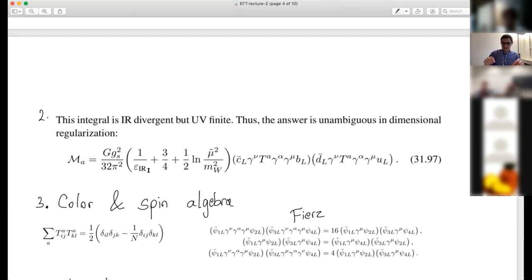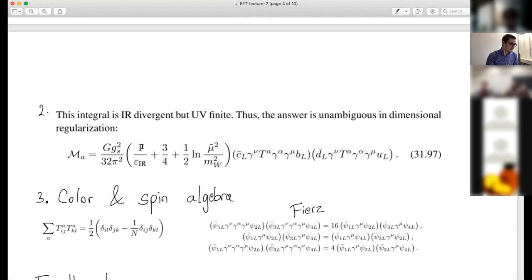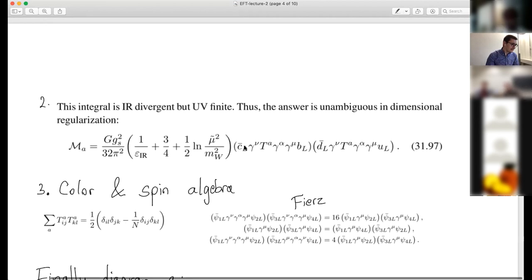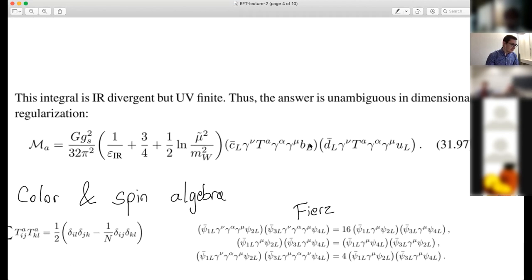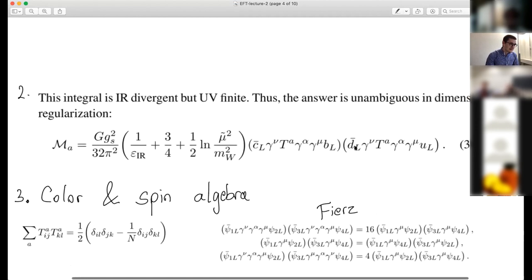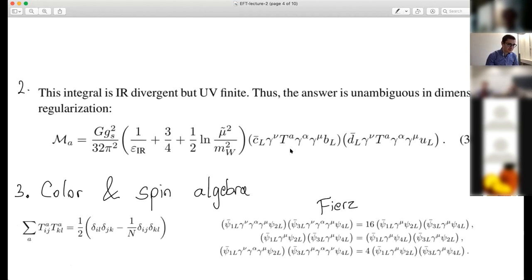One technical thing is that in dimreg, you have this distinction between UV and IR epsilons. And then you have to massage the Dirac structures, so you have to massage the currents. You see that you got some operators which are not really O1 and O2. So you have to massage them.